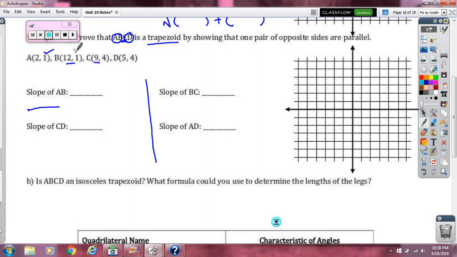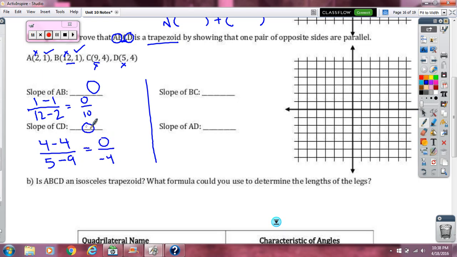So let's check out the slopes of these two first. So y minus y, 1 minus 1, and x minus x, 12 minus 2. Oh, I get 0 over something, which is just 0. I bet I'll get the same thing for CD. 4 minus 4 for my y's, and then 5 minus 9 for my x's. So once again, 0 over something, which is just 0. So those are both just horizontal lines. Those must be my two parallel sides.